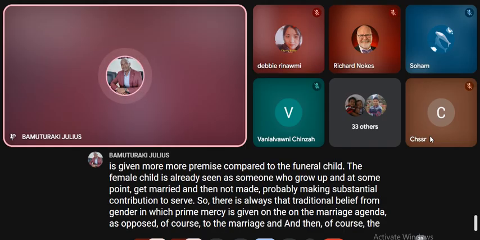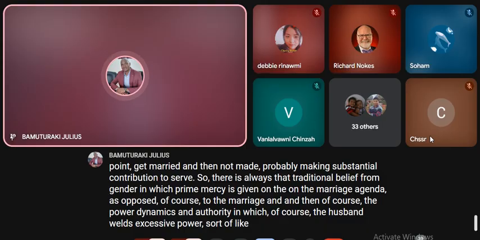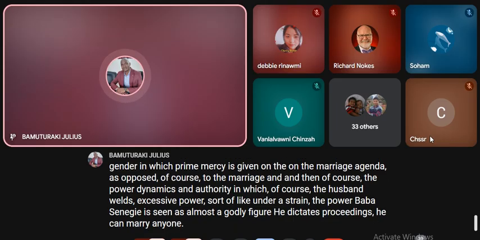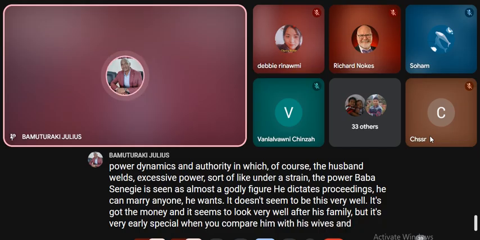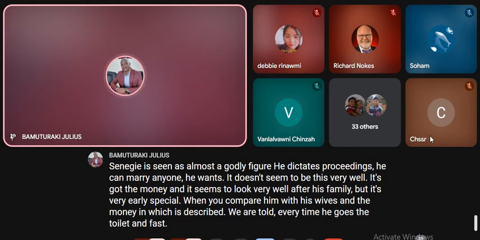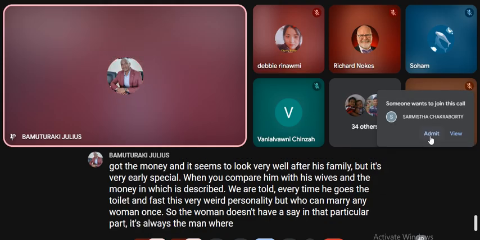And then, of course, the power dynamics and authority, in which the husband wields excessive power, sort of like an unrestrained power. Baba Segi is seen as almost a godly figure. He dictates proceedings. He can marry anyone he wants. He's got the money and he seems to look very well after his family. But he's very old, especially when you compare him with his wives. And in the manner in which he's described, we are told every time he goes to the toilet and he farts. This very weird personality, but who can marry any woman he wants. So the woman doesn't have a say in that particular part. It's always the man who wields the power.